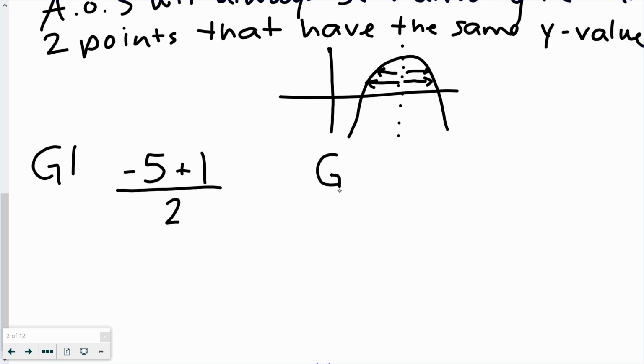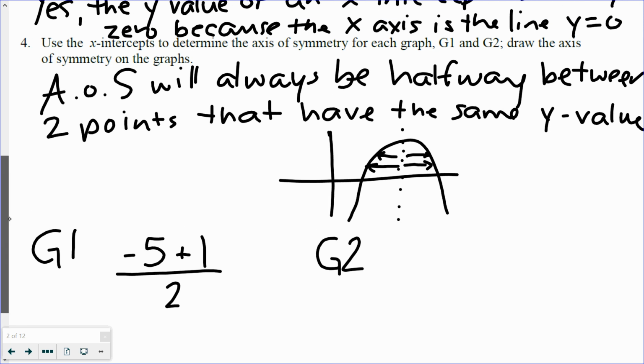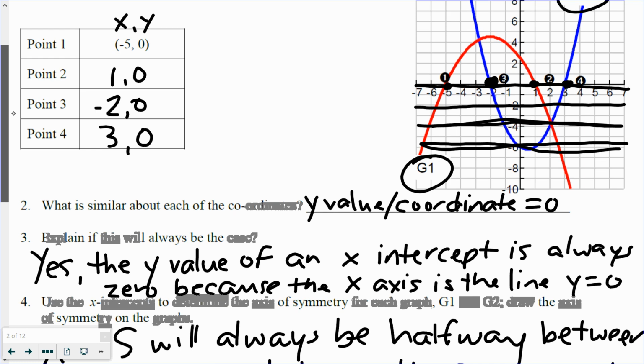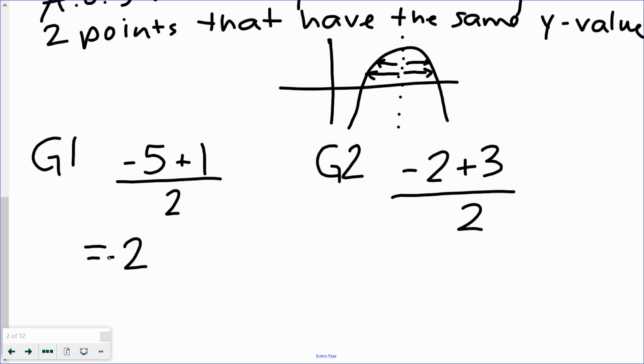For graph 2, we have points of -2 and +3. So we go -2 plus 3 divided by 2. So -5 plus 1 is -4, divided by 2 is equal to -2. For graph 2, -2 plus 3 is +1, divided by 2 is equal to +1/2.